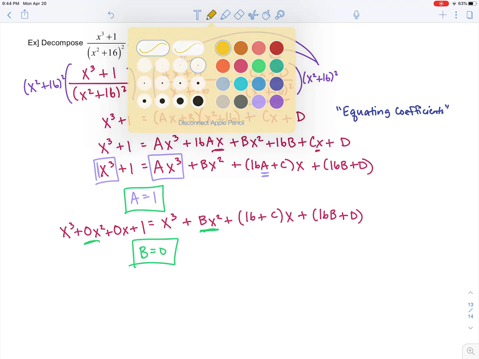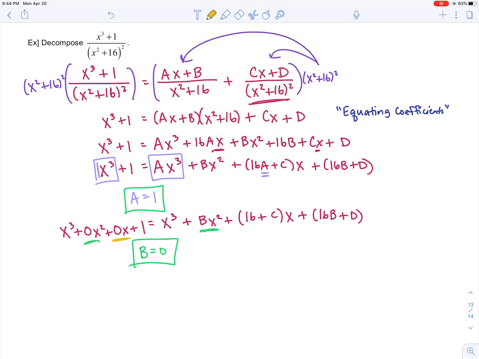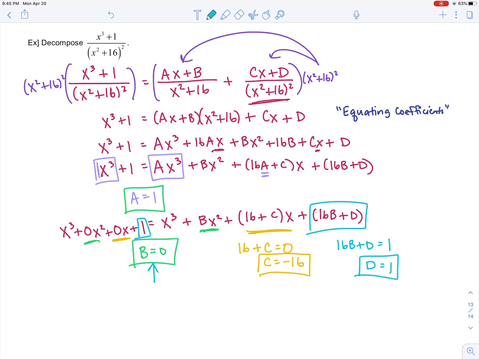Okay, so similarly, there is no linear term on the left-hand side. So if I had to write one, I'd have to write 0x. This is telling me that 16 plus c is equal to 0. So if I subtract 16, I get c equals negative 16. Okay, and the last thing that I'm seeing is the constant. So over here on the left-hand side, I do have a constant term. It's 1. So the constant term here is 16b plus d equals 1. But we already know that b is 0, so this means that d equals 1.